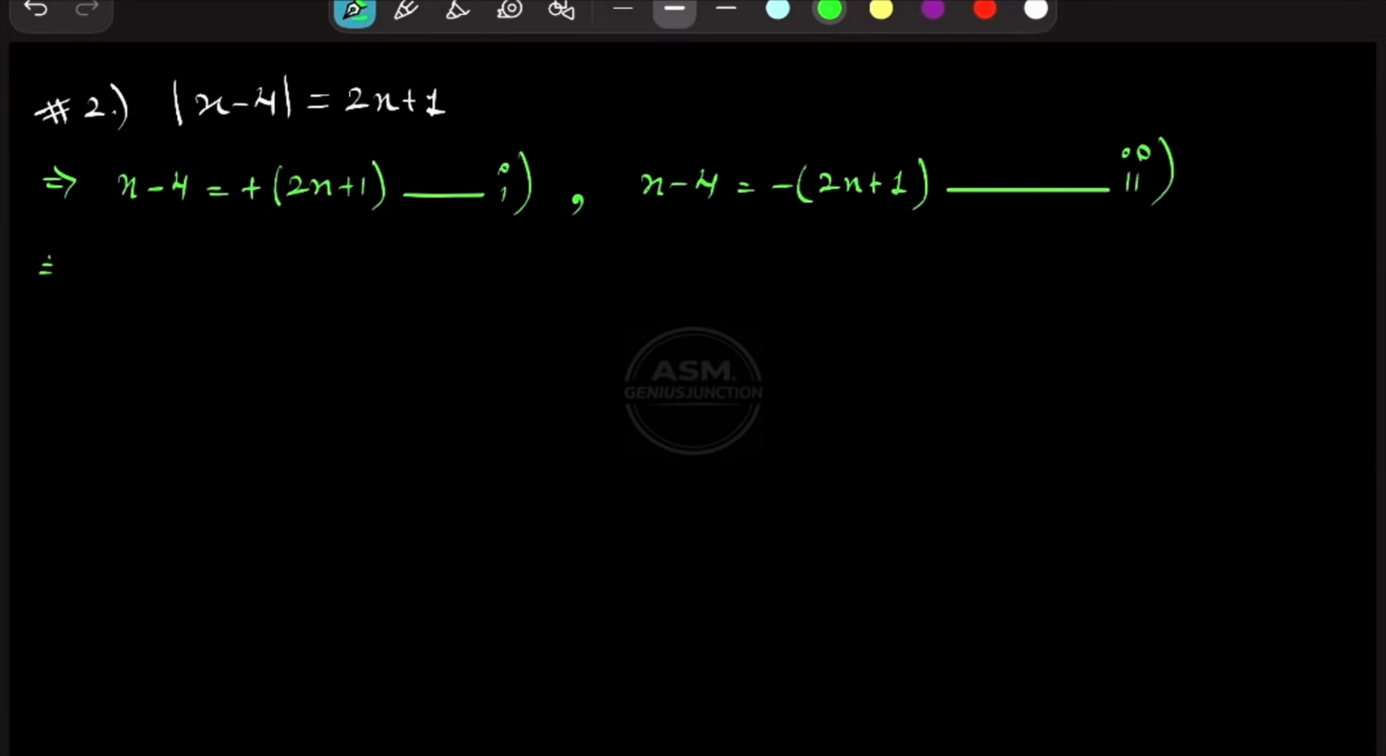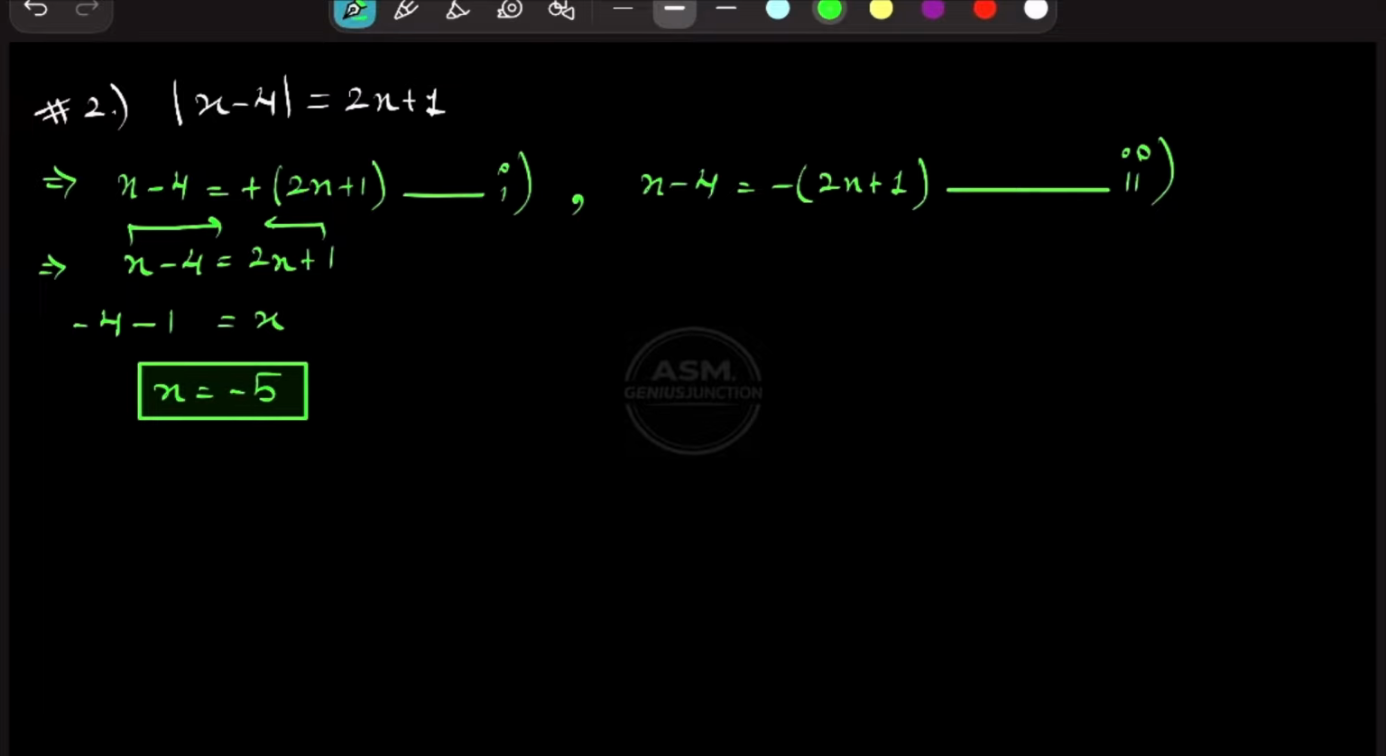Let's solve this. When I solve x minus 4 equals 2x plus 1, and solving it further, I will get this x on the right hand side, so it will give me 2x minus x, that is x, and plus 1 will shift to the left hand side, so I will get minus 4 minus 1. So finally I'm getting minus 5 as one of my possible answers.